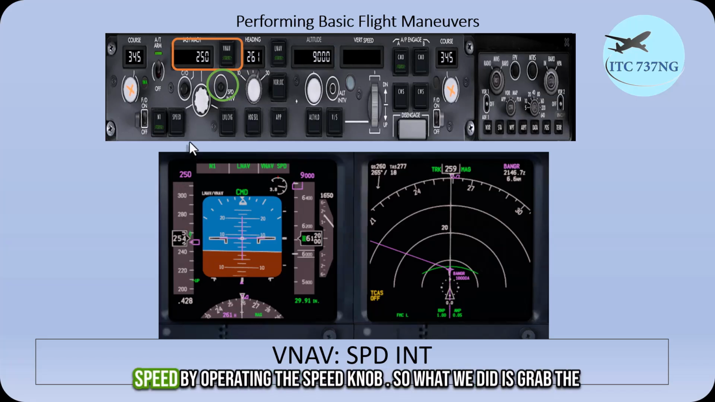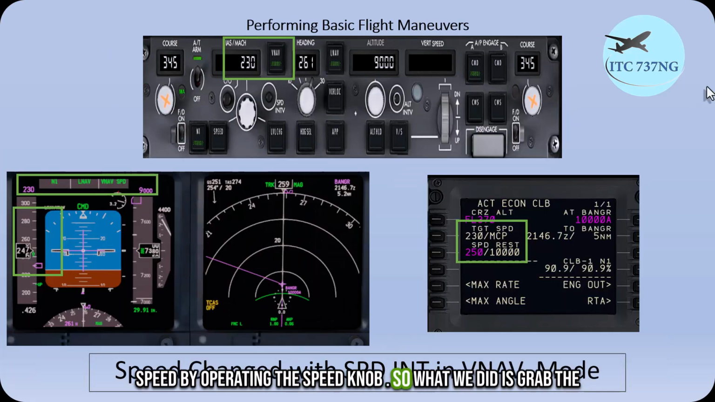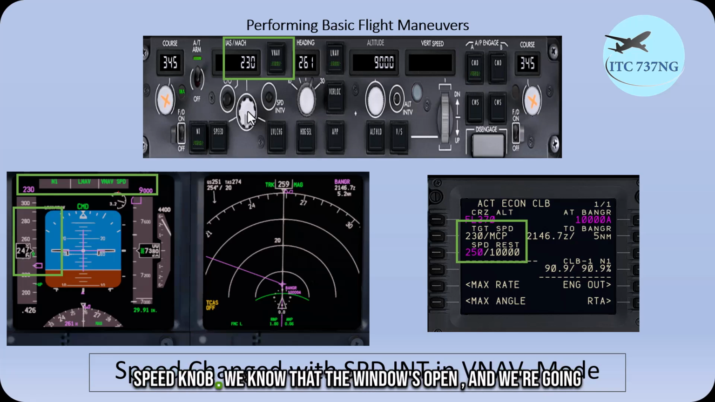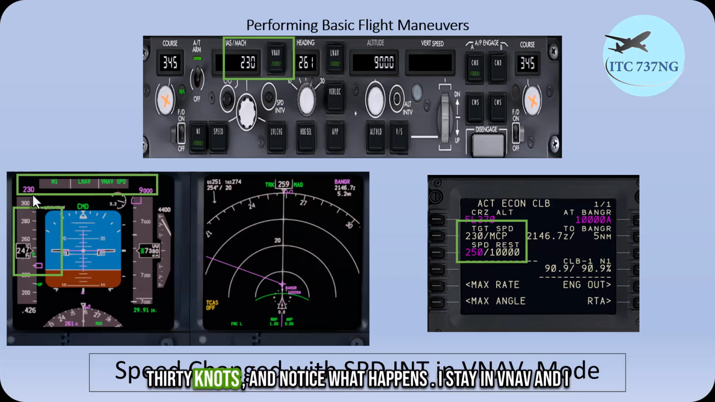I can set the speed by operating the speed knob. So what we did is grab the speed knob. We know that the window's open, and we're going to go down here to set the speed at 230 knots. So I rotate it counterclockwise, set 230 knots, and notice what happens. I stay in VNAV, and I start to reduce speed to 230 knots.